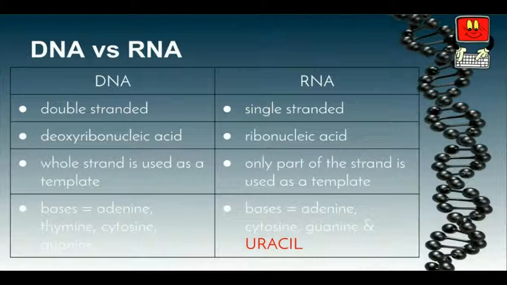RNA, on the other hand, is a single-stranded molecule with the letters RNA standing for ribonucleic acid. So as you can see, RNA is also a nucleic acid. However, the sugar in this case is simply ribose instead of the deoxyribose. Only part of this strand is used as a template, and the bases we have are adenine, cytosine, guanine, and uracil.